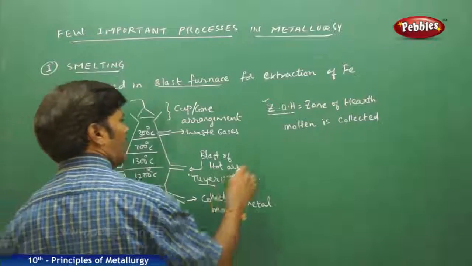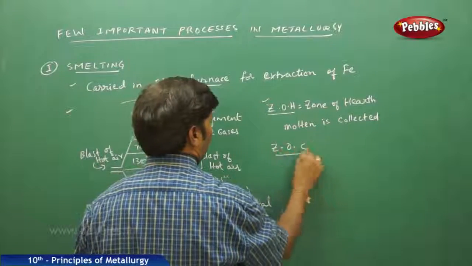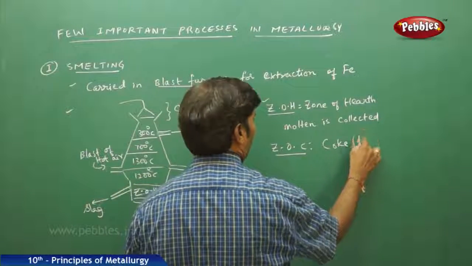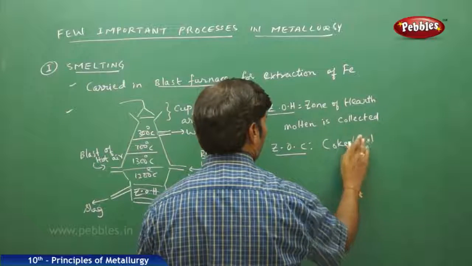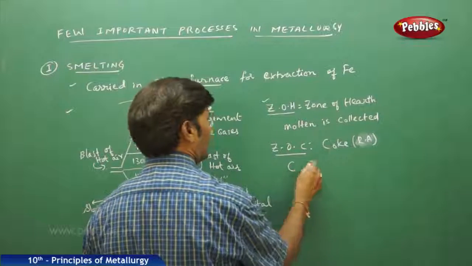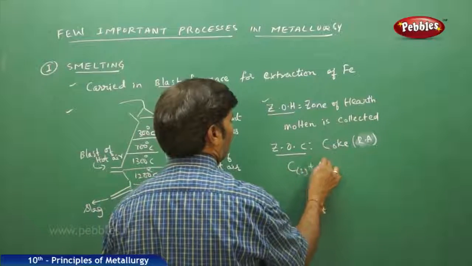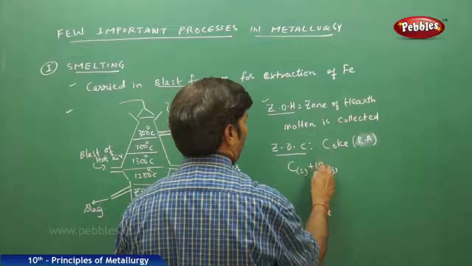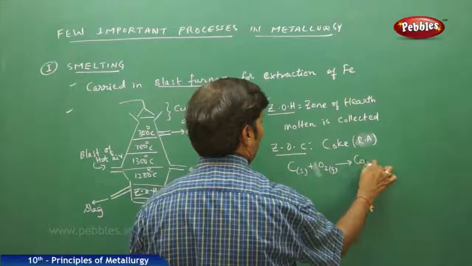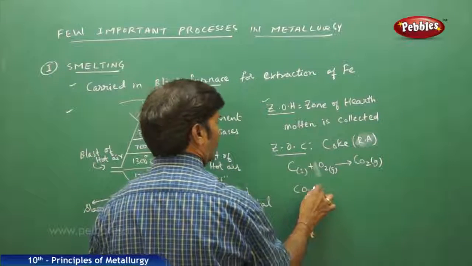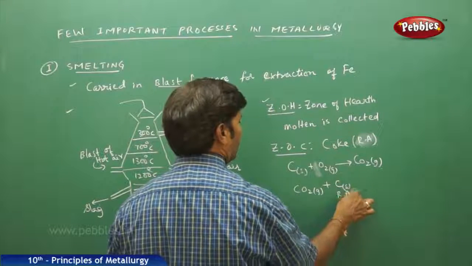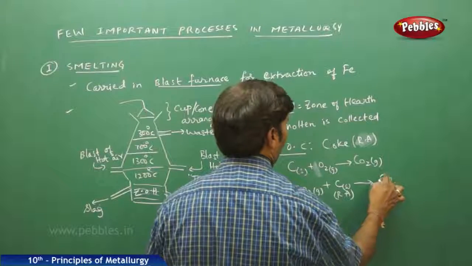Then ZOC, the zone of combustion. Here coke is a fuel. Coke is a reducing agent. So this coke is nothing but carbon solid plus oxygen gas. One mole of oxygen gas gives rise to carbon dioxide gas. This carbon dioxide gas in turn again reacts with carbon solid, which acts as a reducing agent, to form carbon monoxide gas.